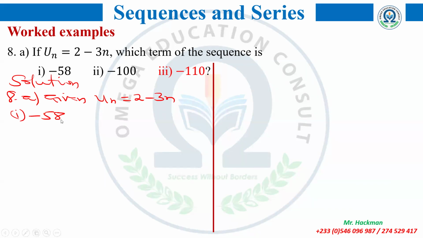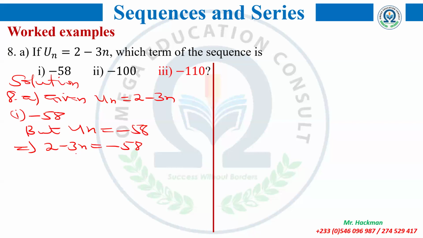Somebody can extract it precisely. So instead of writing minus 58, the person can write u sub n is equal to minus 58, because you take this as your last term. So my u sub n is equal to minus 58. This implies that 2 minus 3n is equal to minus 58. I form this equation and solve for my n. Is my point well made, or should I come again? I think this is the first time I'm asking this question today. It's well made, all right.